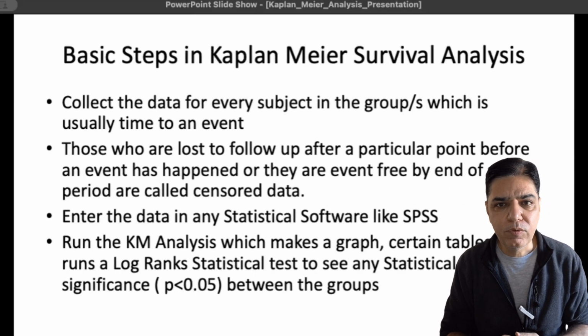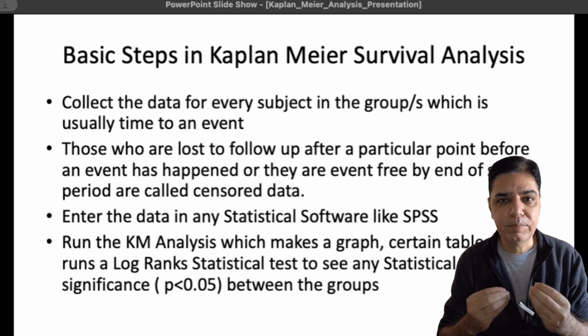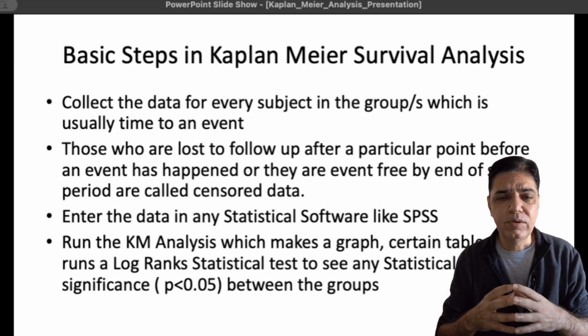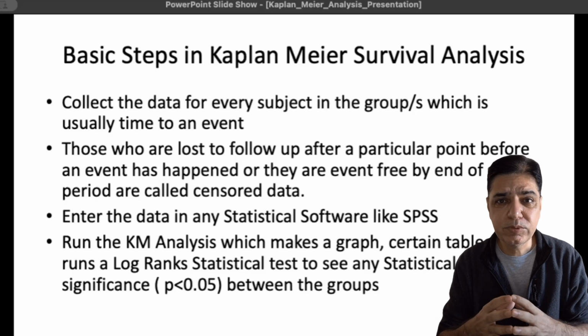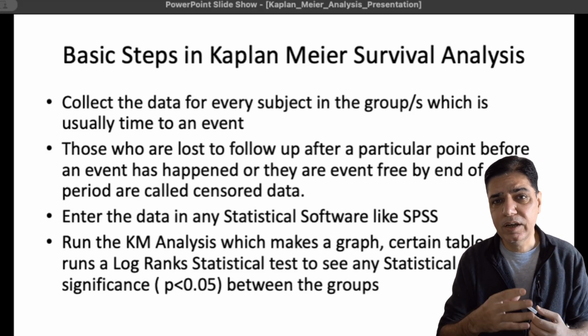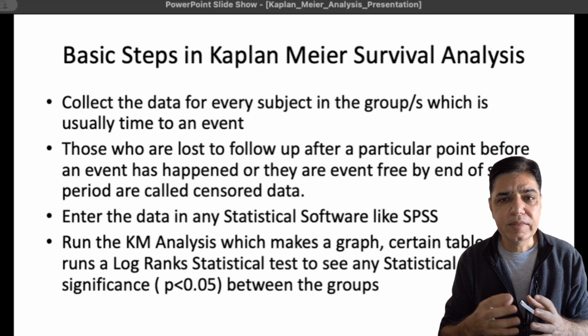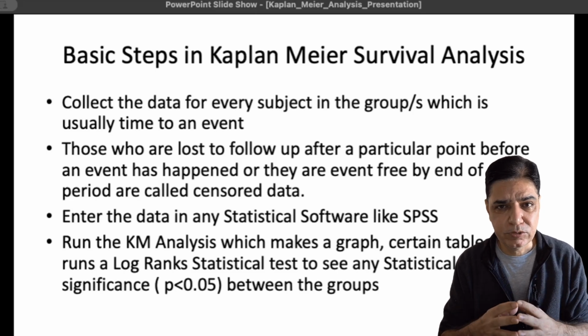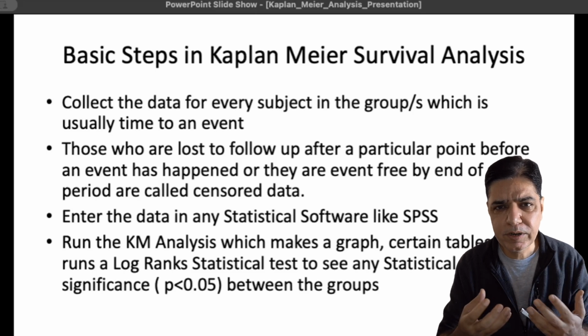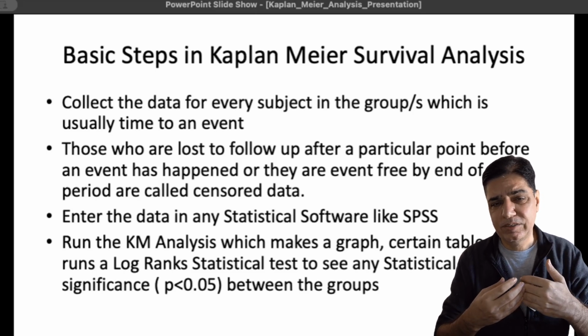Now, moving forward, how do we do this? What are the basic steps in doing a Kaplan Meier survival analysis? Number one, obviously, we have to design the study. We have to see what should be the sample size. We make groups. For example, one group of children having drug A, the other group having drug B, and then we collect the data for every subject. So we give them the medication, we take their baseline data, and then we follow up over a period of time till, let's say, an event occurs.